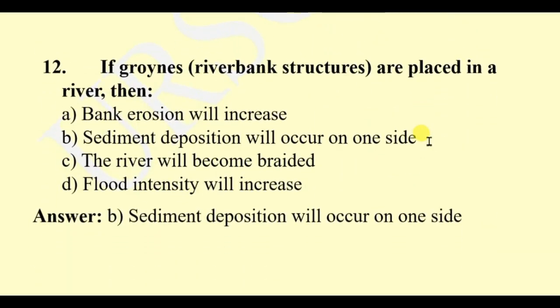Question 12. If groynes, riverbank structures, are placed in a river, then bank erosion will increase, sediment deposition will occur on one side, the river will become braided, or flood intensity will decrease. Here the right answer is that sediment deposition will occur on one side.